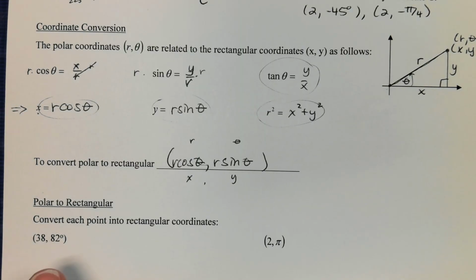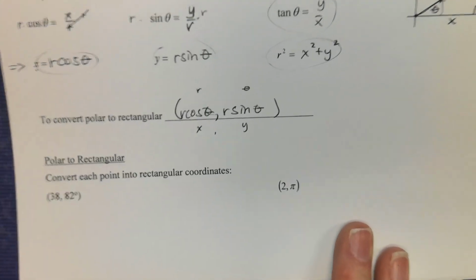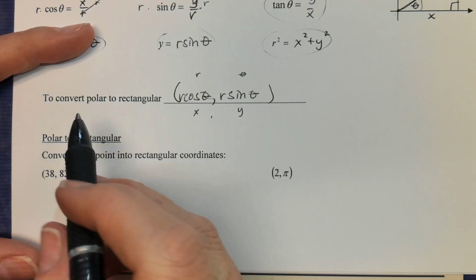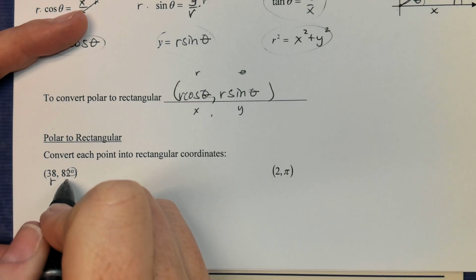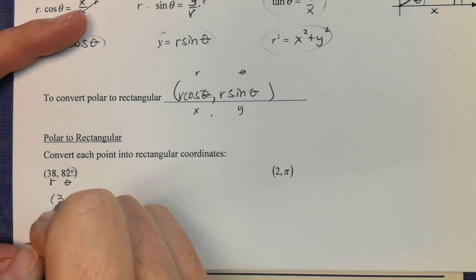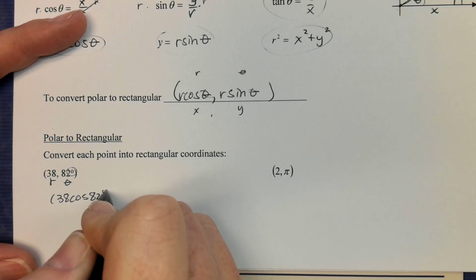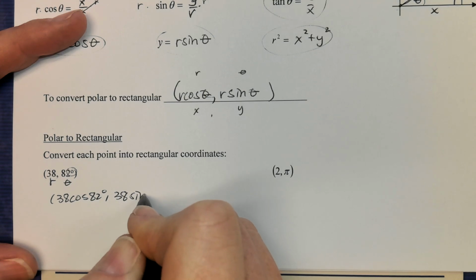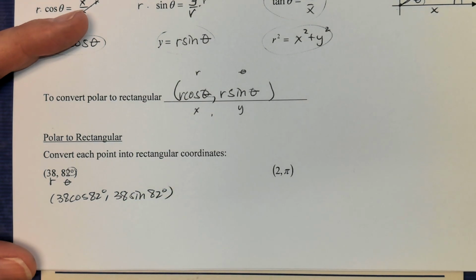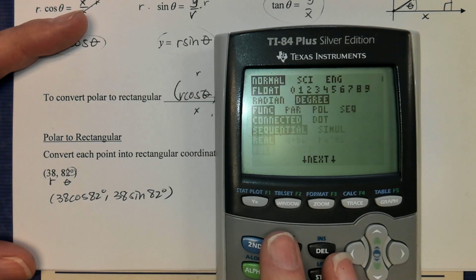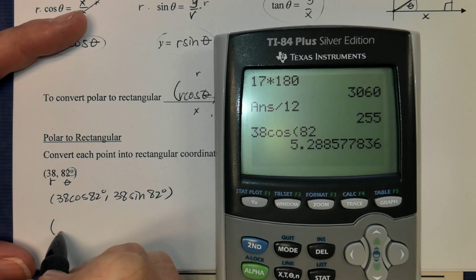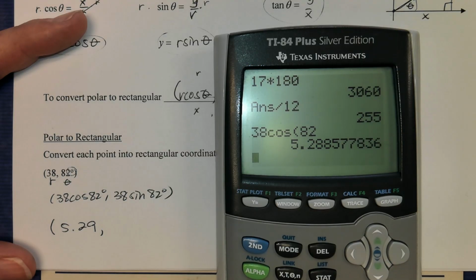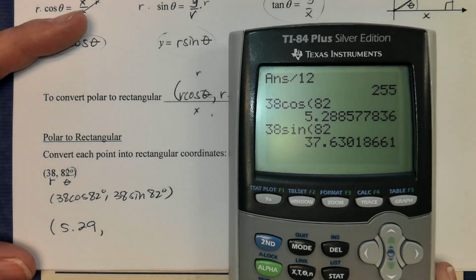Let me grab my calculator because we're going to do a couple right here. So the first one is (38, 82). This is a polar coordinate because I have an angle measure in the second spot. So this is an r and a theta. So we will do 38 cosine 82, and we'll do 38 sine 82. And literally we're just going to plug it in. So make sure your calculator is in degree mode. So 38 cos 82, looks like I've got about 5.29, and then 38 sine 82, looks like we've got about 37.63.